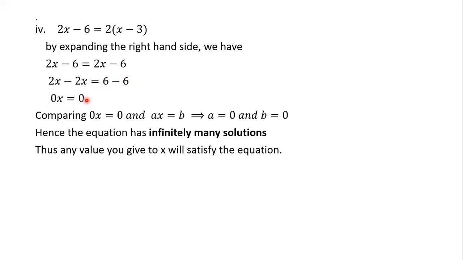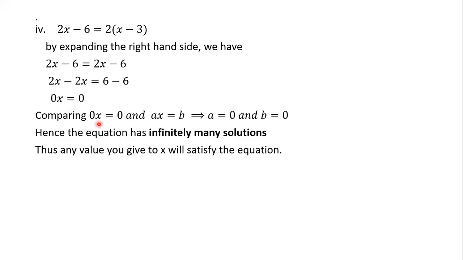So in the theorem, we said when both a and b are 0, it means therefore that the equation has infinitely many solutions. So I said comparing 0x equal to 0 and ax equal to b implies a equal to 0 and b equal to 0. Hence, the equation has infinitely many solutions. Thus, any value at all you give to x will satisfy the equation. I said for the equation, any value given to a variable should be able to balance the left and the right. The left hand side should be the same as the right hand side. That's the meaning of the equation.